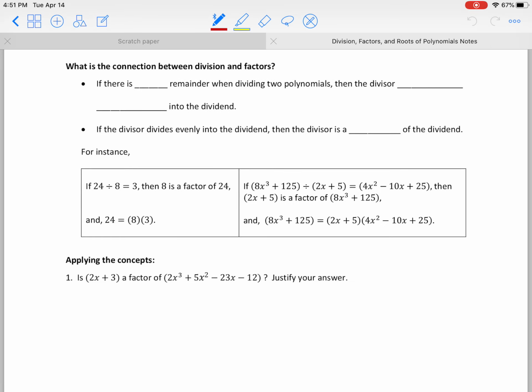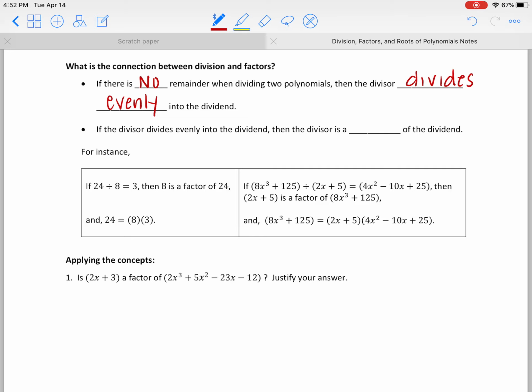Okay, so why is it important? Well, what does all this mean? Why do we need division and such? We're going to try to connect, okay? So the connection between division and where we're going is factors. If there's no remainder when you divide two polynomials, that means the divisor divides evenly. It means it divides evenly into the dividend, right? If there's no remainder, it divided evenly.